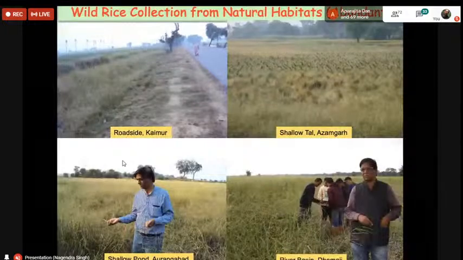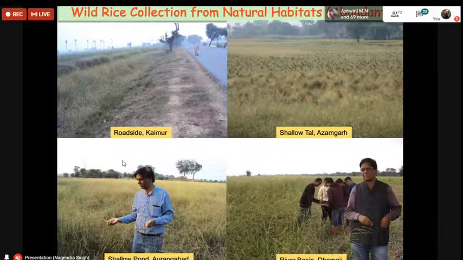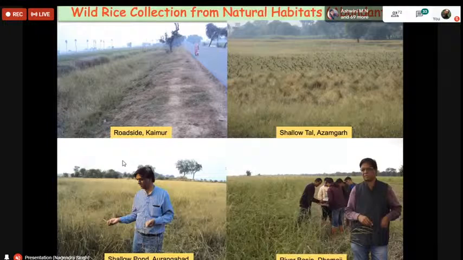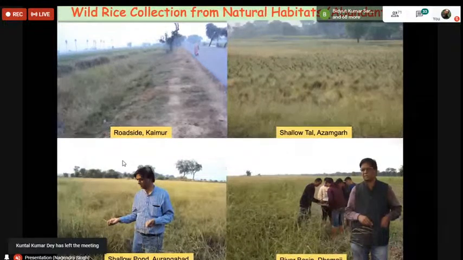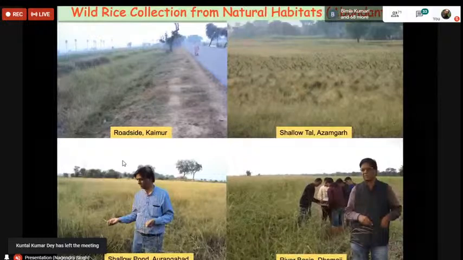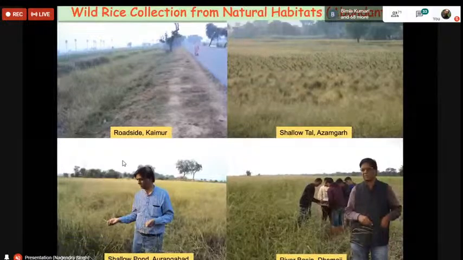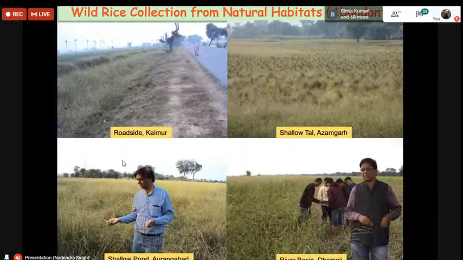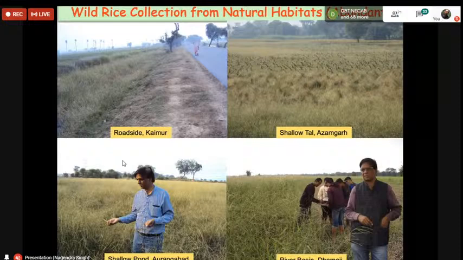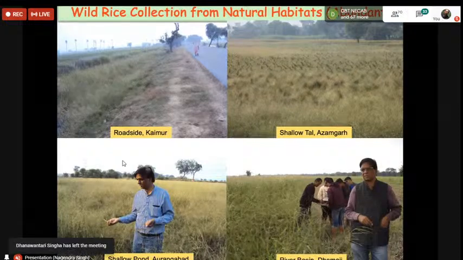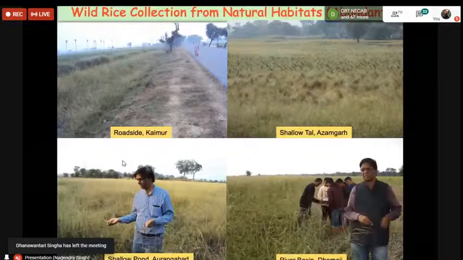So now I will just show you some of the habitats from which you have collected. See, these are the habitats where it is in abundant quantity. Just like in the rural side, in the eastern states like UP, Bihar, Jharkhand, even Assam, the roadside, the government leaves some 120 feet from the center of the road on either side. And this is actually a good habitat, that's where it is conserved.